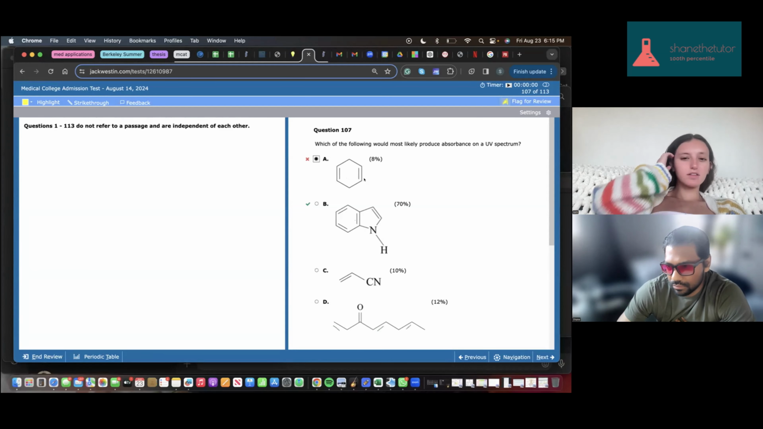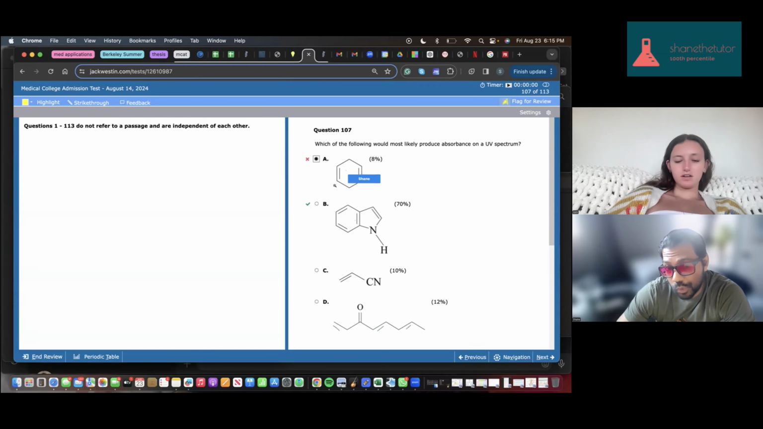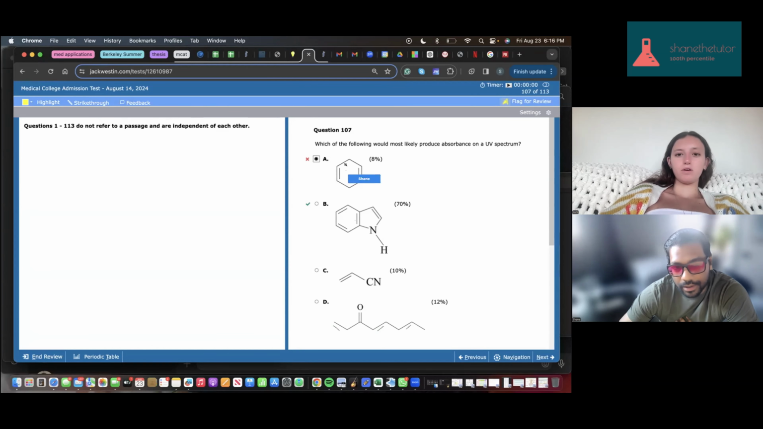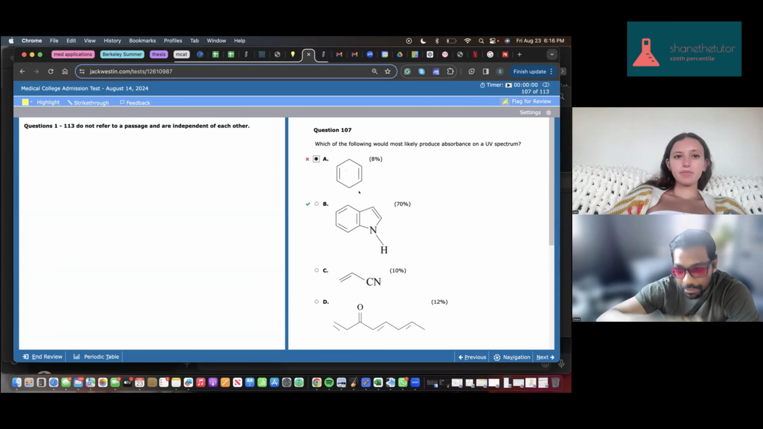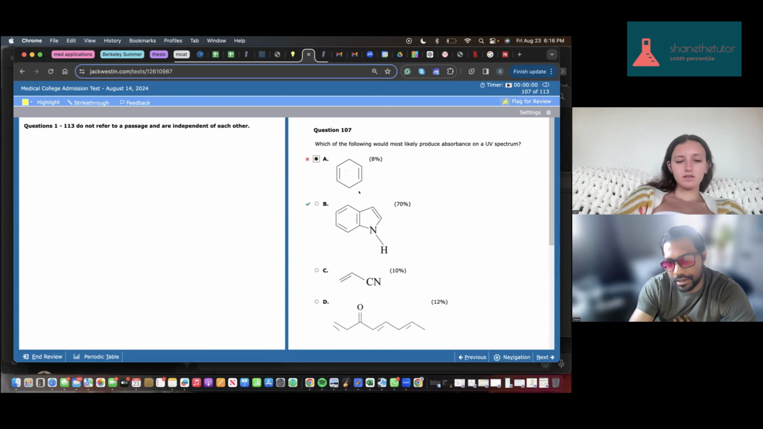The aromatic rings are usually resonance stabilized, but this one wouldn't be, because it's every other one. You need double bond, single bond, double bond.